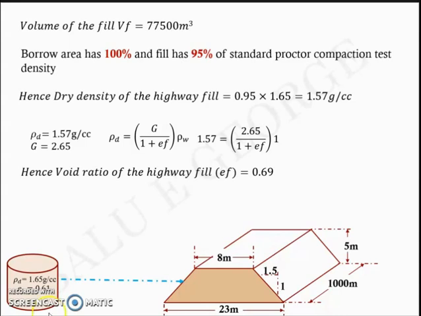In short, the soil which was earlier in the borrow pit had a dry density of 1.65 gram per cc with a void ratio of 0.61, and it got transported to the site where you are trying to construct an embankment of volume 77,500 with a void ratio of 0.69 and a dry density of 1.57, right? So the borrow pit had a denser packing, and the fill of the embankment now has a looser packing.